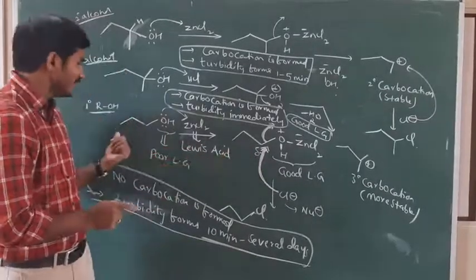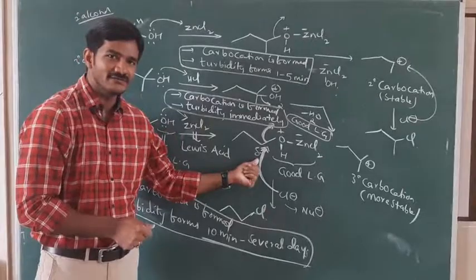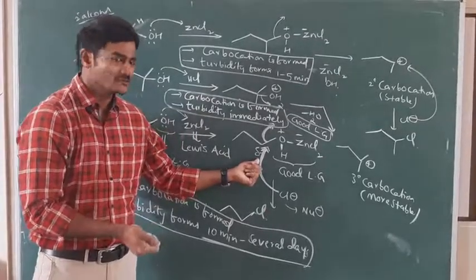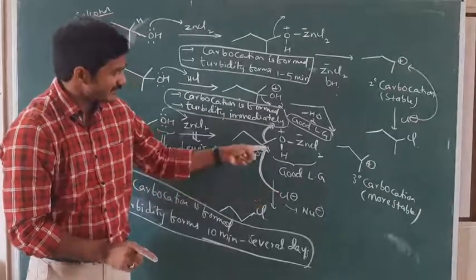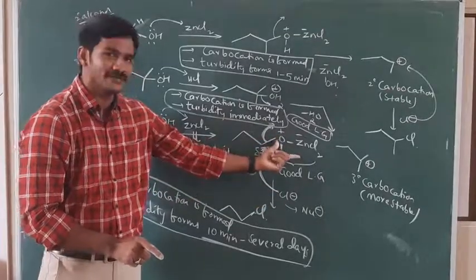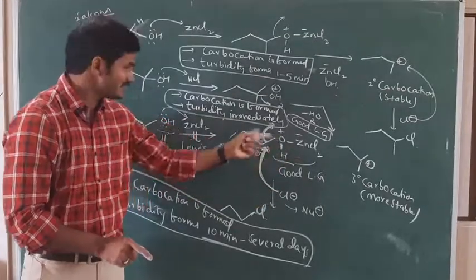With the primary alcohol we would get a primary carbocation, which is very unstable. So no primary carbocation formation. As soon as the Cl minus attacks from this side, this leaving group is eliminated. And why are we taking ZnCl2 here?